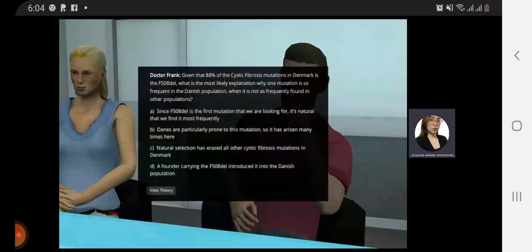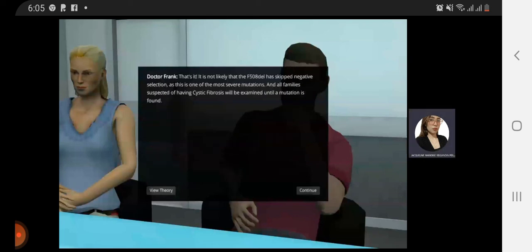Given that 88% of the cystic fibrosis mutations in Denmark is the F508del, what is the most likely explanation why one mutation is so frequent in the Danish population, when it is not as frequently found in other populations? That's it. It is not likely that the F508del has skipped negative selection, as this is one of the most severe mutations. And all families suspected of having cystic fibrosis will be examined until a mutation is found.